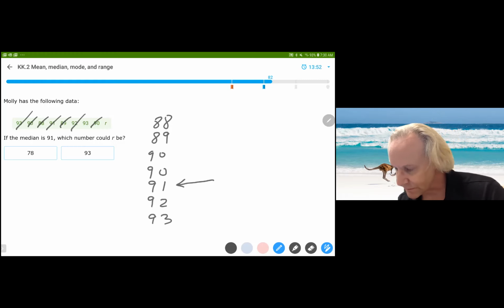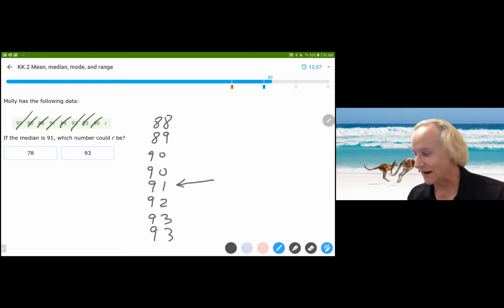Oh, wait, did I forget something? Did I lose a 93? Oh, I lost a 93. There we go. Now I can get 91 in the middle. Without that extra 93, I wouldn't be able to do it, would I?